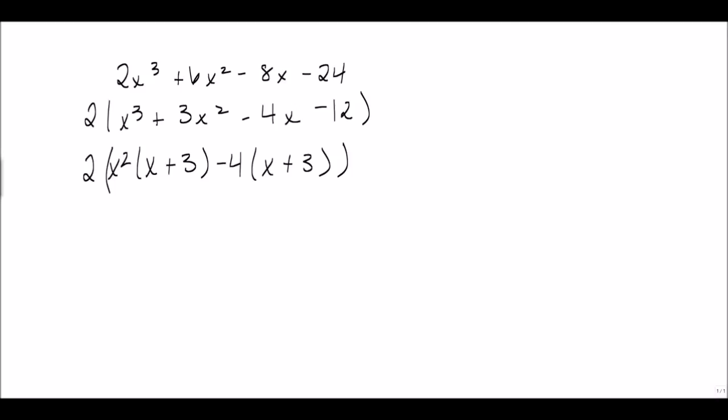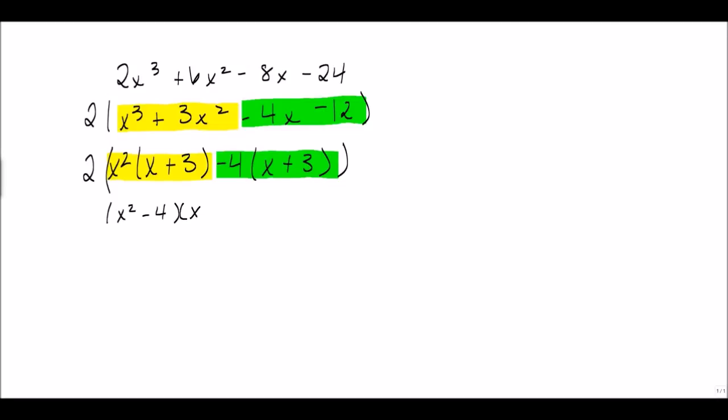So, having a little bit of a closer look there, see that x cubed plus 3x squared equals x squared times x plus 3. If I was to FOIL out x squared times x, I would get x cubed, and x squared times 3, I would get 3x squared. The very same can be applied to negative 4x minus 12, which is equal to negative 4 times x plus 3. These are equal polynomials. So from here, we can group together our common factors, and that gives us x squared minus 4 times x plus 3, still multiplied by 2.